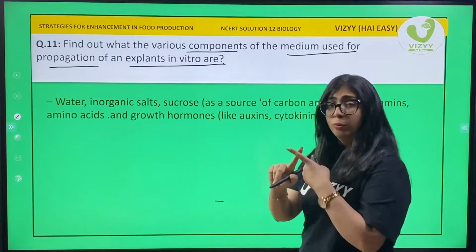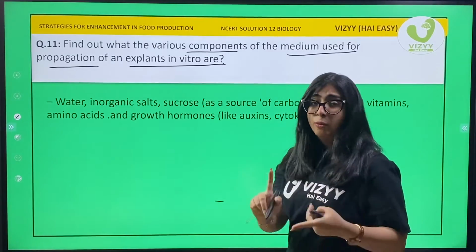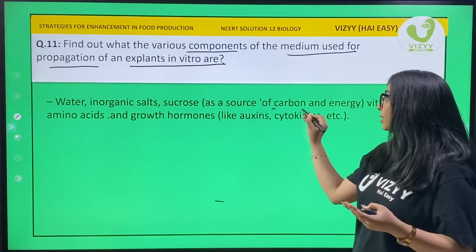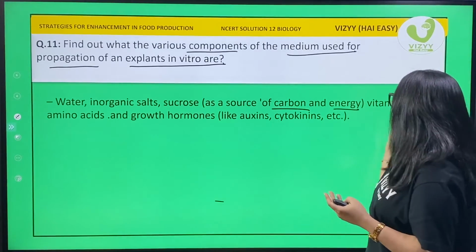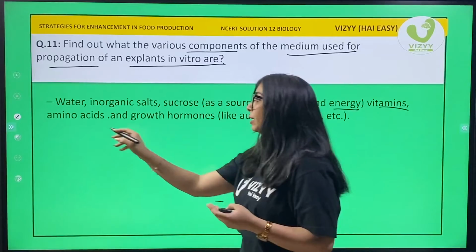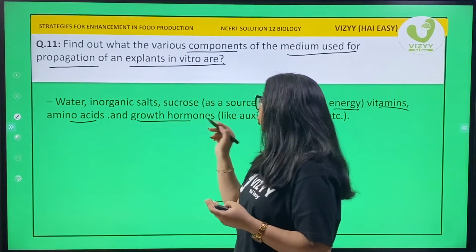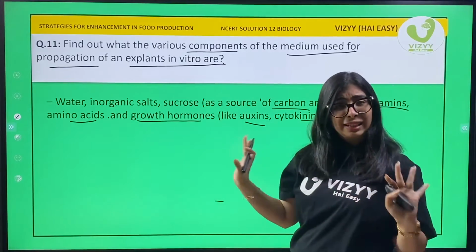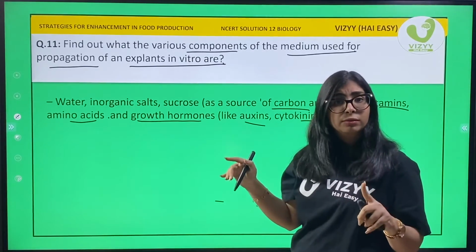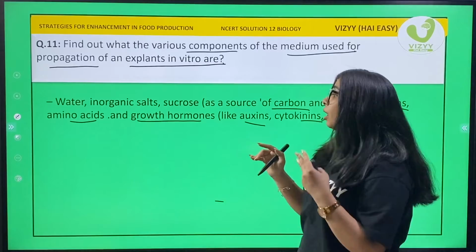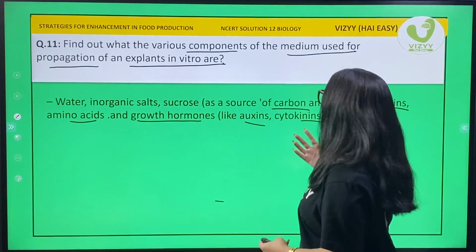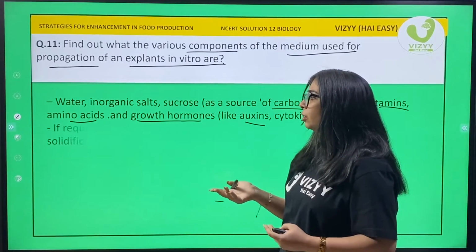Now, what do plants need? Water, inorganic salt, sucrose. Okay, why? Because it is a source of carbon and energy. Vitamins, amino acids, and growth hormones like auxin, cytokinin, etc. That's it. This is your answer. Water, inorganic salts, amino acids, sucrose, and growth hormones and vitamins.